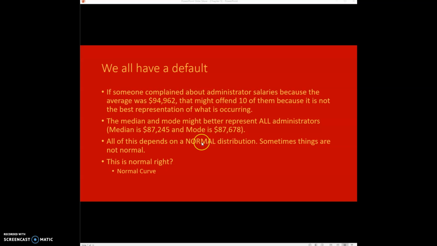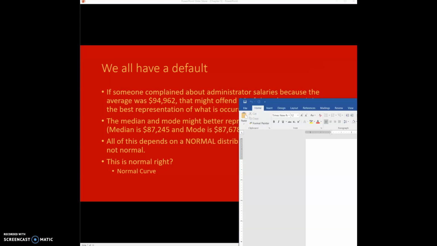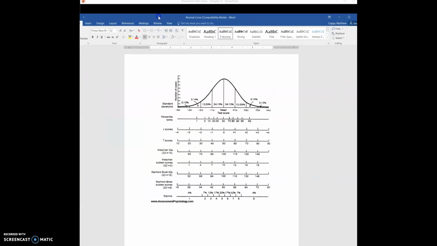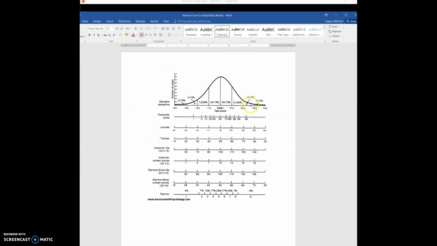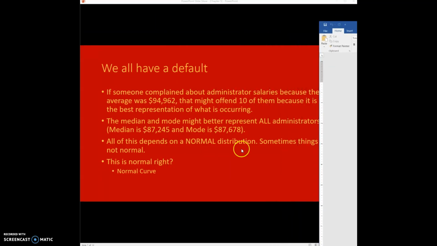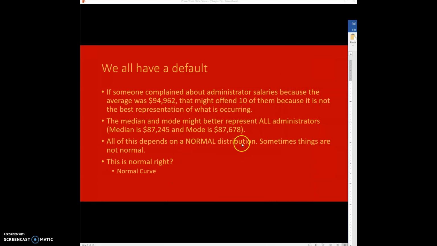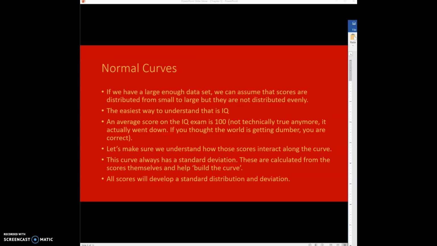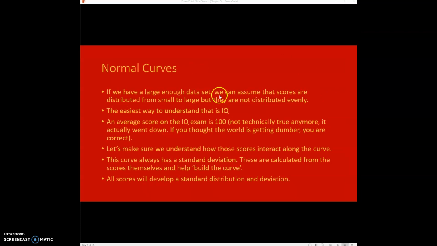This depends on a normal distribution, but sometimes things are not normal. And what I mean by a normal distribution, and I know that you've seen this before, is how numbers get distributed along a normal curve. Just because we're using a mean, that does not necessarily indicate that they are distributed in a normal way. If we have a large enough data set, we can assume that the scores distribute evenly from small to large.